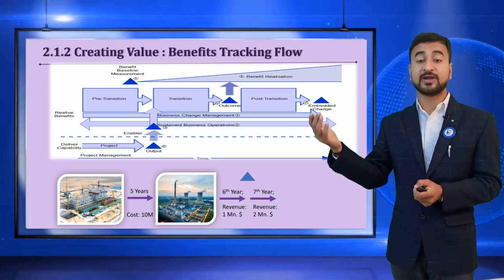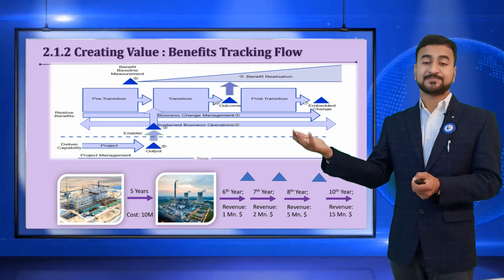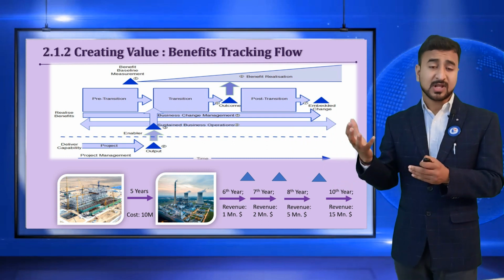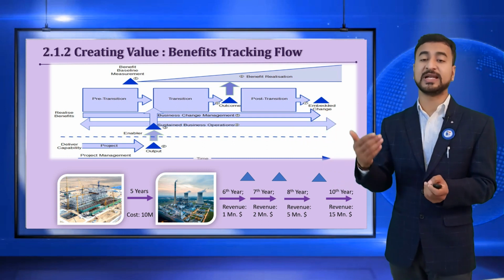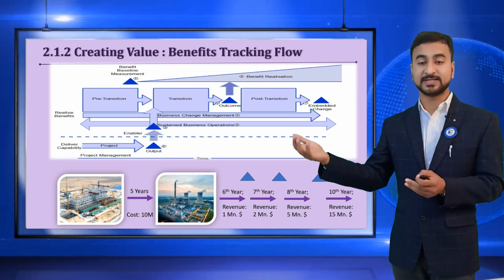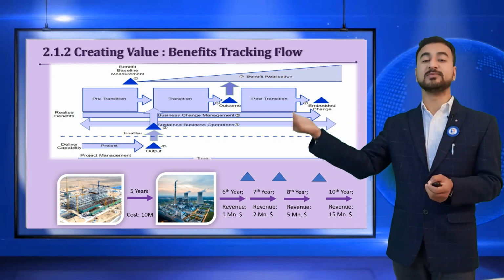So that is benefit tracking in the 6th year, 7th year, 8th year, and so on and so forth. In the 10th year, it would be 15 million. From this, I just wanted to give you a hypothetical example. Let's say you get a return on investment, your payback period would be 8 years. By then, you get back the whole money you have invested, and then your profit will start.